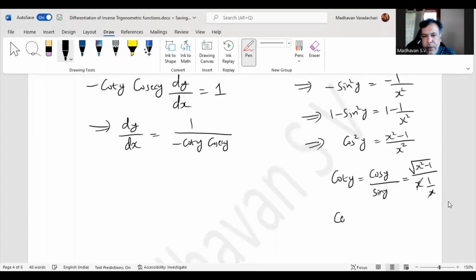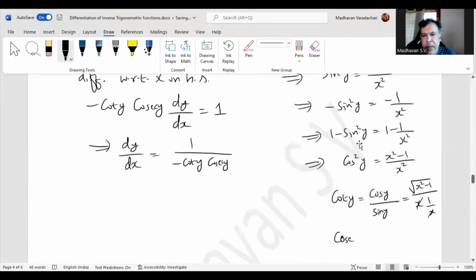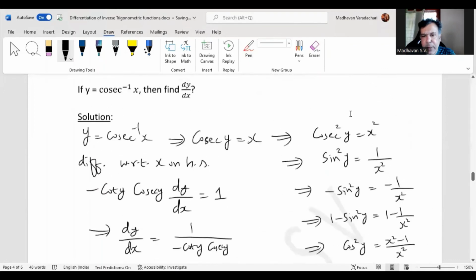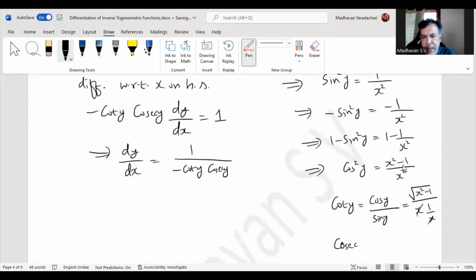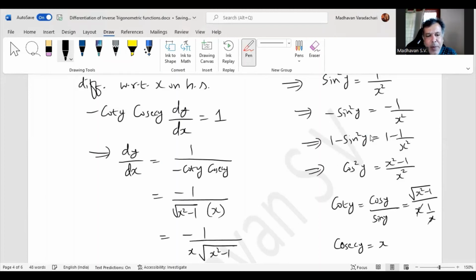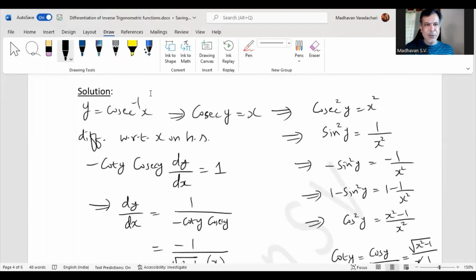Now, cosecant, if we look into this, sine square y is 1 by x square. Cosecant square y is already available. So cosecant y is nothing but x. So we can put this as minus 1 divided by root of x square minus 1, and cosecant y is nothing but x, or we can rewrite it as minus 1 divided by x root of x square minus 1. That is the derivative of cosecant inverse of x.